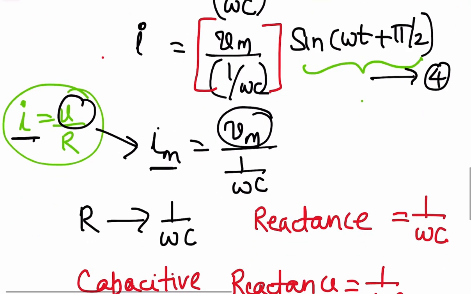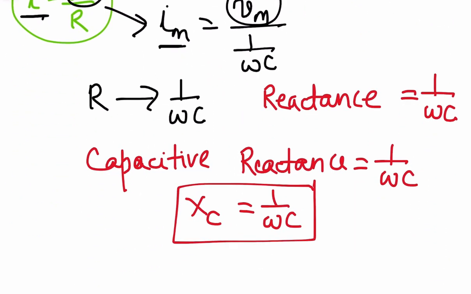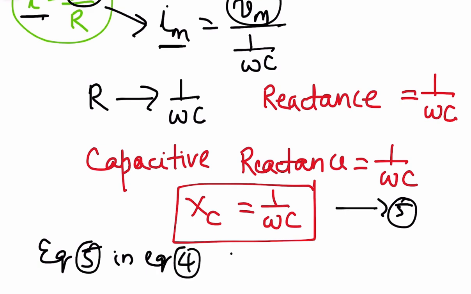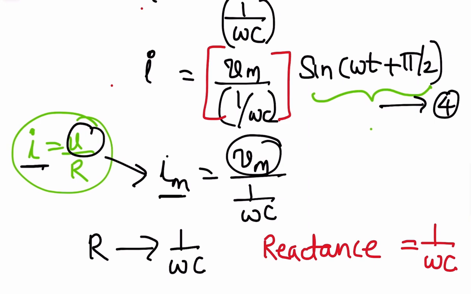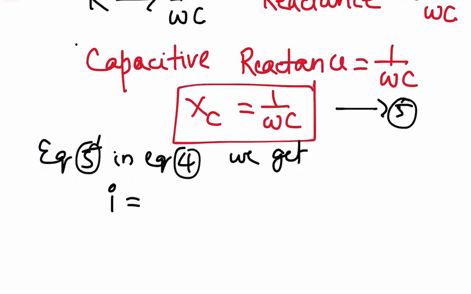Now substituting equation 5 in equation 4, we get, so let's go back to our equation 4. This is Vm by 1 by omega c. In place of 1 by omega c, I will write Xc. Therefore, we will get the equation of the current as follows. Let us substitute equation 5 in equation 4. Then we get I is equal to Vm by Xc into sine omega t plus pi by 2.